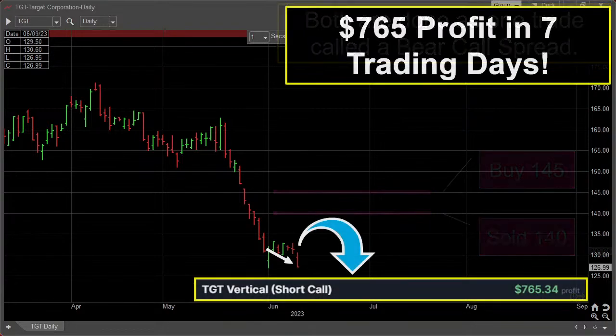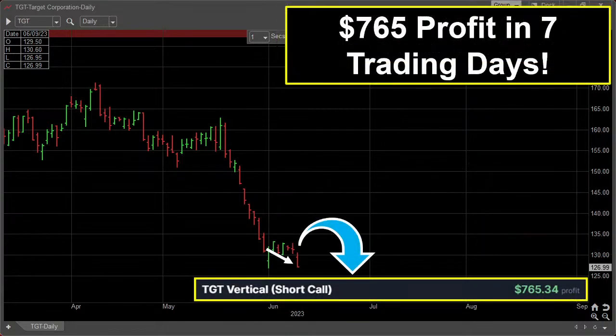Now this one, take a look. It didn't go directly down. It actually went sideways for a little while and then finally went down. And after 7 days, I made about $765. Now, by the way, that's my average winning trade. My average winning trade is about $780, and my average loser is right around $780 as well. I have a very good risk reward.